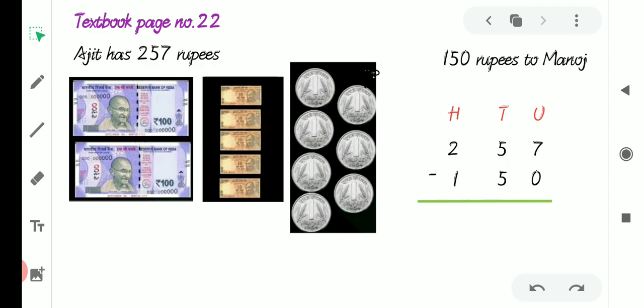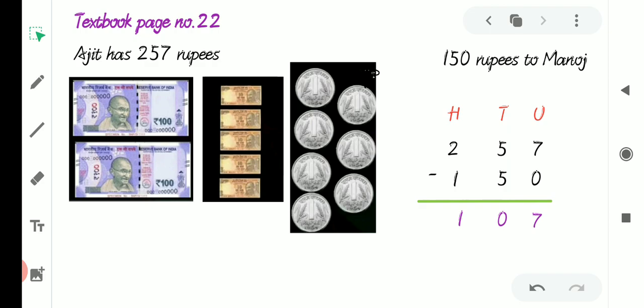7 minus 0 will be 7. 5 minus 5 will be 0. And 2 minus 1 will be 1. So Ajit has rupees 107 left with him. Okay, 107 rupees left with Ajit after giving 150 rupees to Manoj. So this is how we have completed 2 exercises of page number 22.